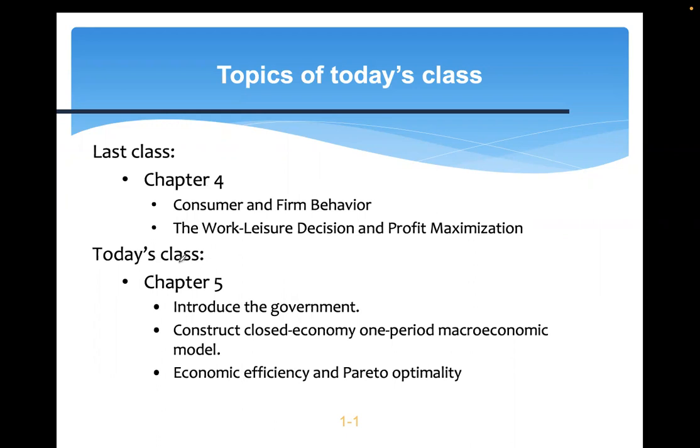Now we move to a new chapter. In this chapter, we are going to introduce the government. We study the closed economy one-period macroeconomic model. One period is very important in the sense that there's no intertemporal decision, meaning there's no trade-off between today and tomorrow. They only care about what happens today, so there's no saving decision. And we're also going to talk about economic efficiency and Pareto optimality. Those are very important concepts in economics.